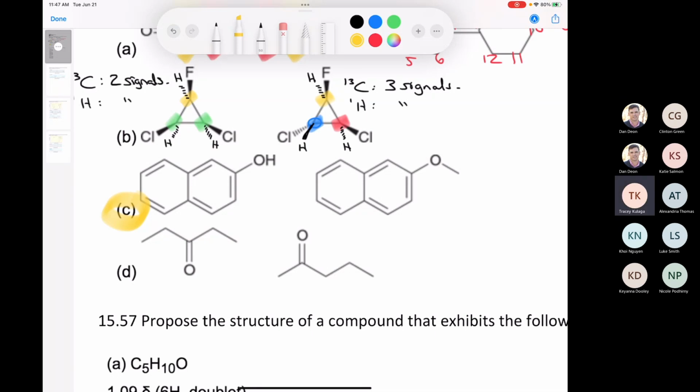Could you just differentiate with proton, because the one on the left will have another proton signal from it being an alcohol? Yeah, I think that's totally reasonable.